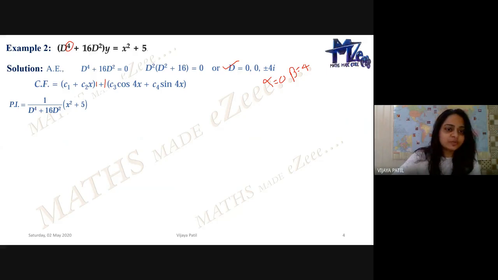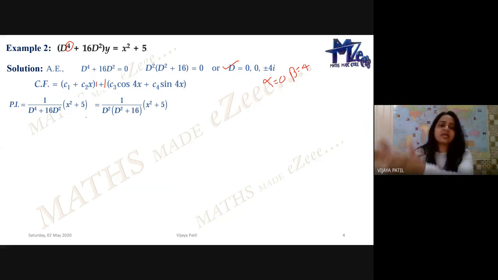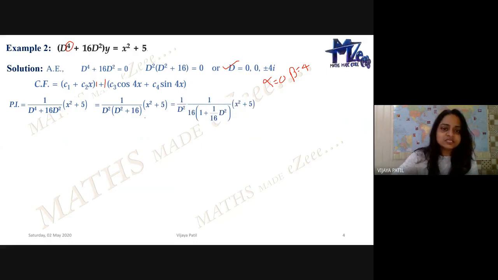PI is 1 upon D to the power 4 plus 16 D squared on this. Then again, I have to express it in the form 1 plus phi of D. Before going to that, it's very simple to understand here. D squared is common, so it's D squared times (D squared plus 16) on x squared plus 5. Now I have to express this 1 upon D squared. We will keep it outside for a while and just deal with this thing, where 16 is taken out, giving 1 plus 1 by 16 D squared on this.